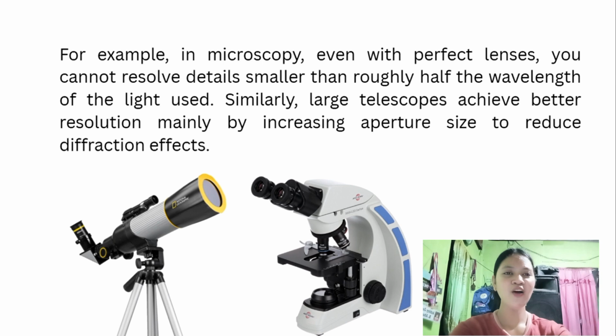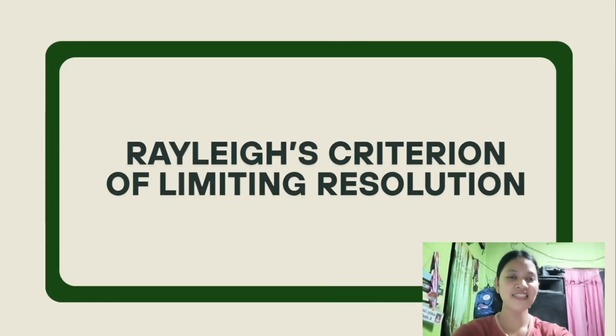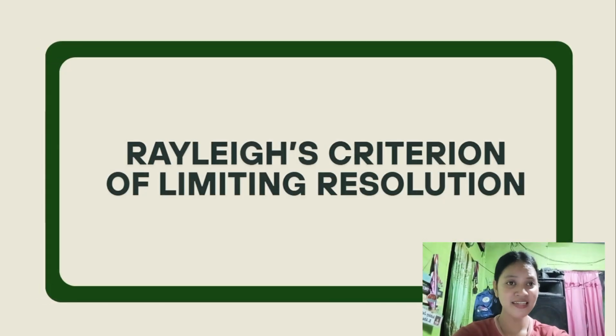So now, how do we decide when two points are just barely distinguishable? This is where the Rayleigh criterion comes in, and Miss Sandy will talk about this in detail.